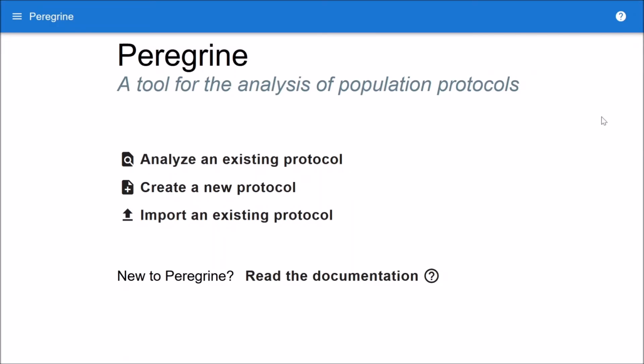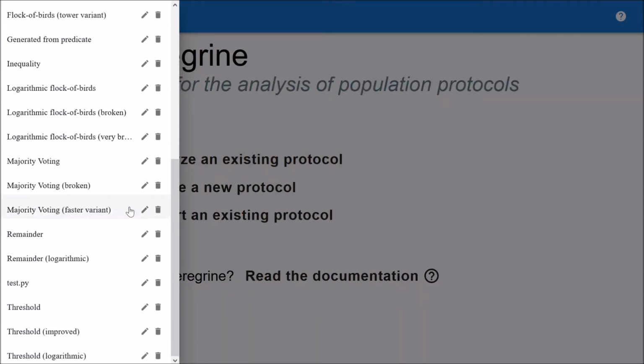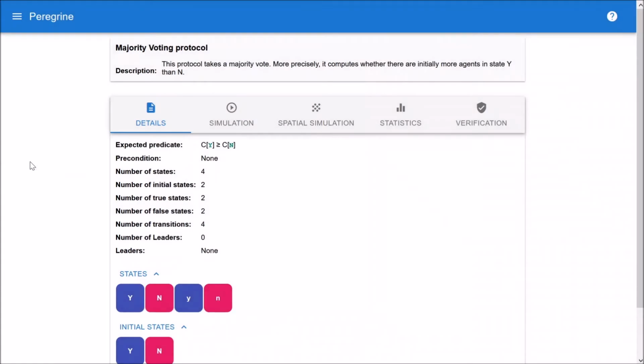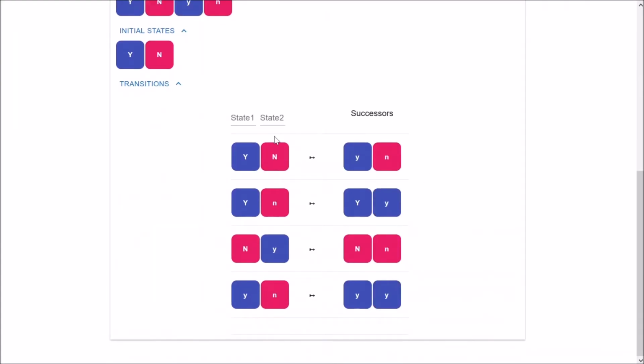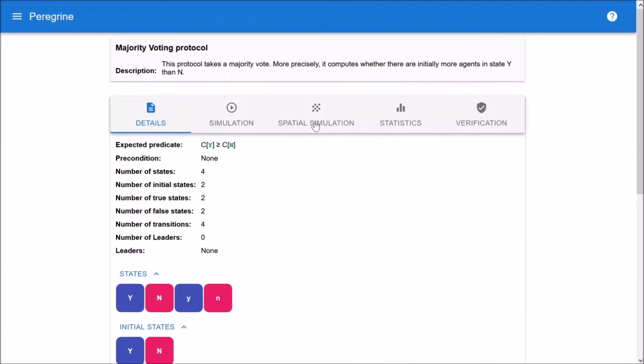In a population protocol, an unknown number of agents want to know if their initial configuration satisfies a certain property. Every population protocol consists of a finite set of states and a finite set of transitions. In this case, we have four states: capital Y, capital N, and their lowercase variants. All agents that participate in the protocol always are in one of these four states.